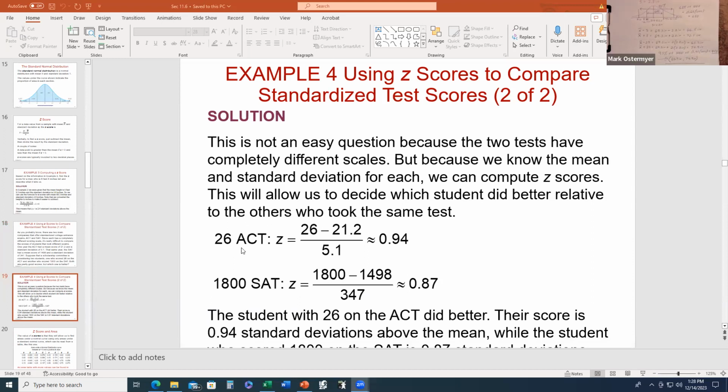For the ACT score of 26, they take 26 and subtract off the mean score for that ACT exam and divide that difference by the standard deviation of that ACT exam. And they come up with a z-score of 0.94. For the SAT student, they take their score of 1800 and convert it into a z-score by subtracting off the mean score for that SAT exam and dividing that by the standard deviation for that SAT exam. And they come out with a z-score of 0.87.